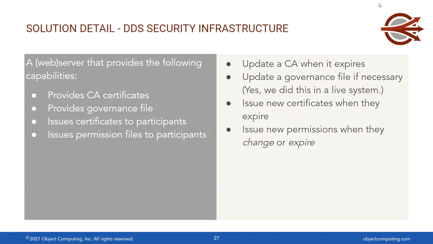This allows you to do things like updating a CA when it expires, updating a governance file if necessary, and yes, we did this on a live system and it worked, issuing new certificates when they expire, and issuing new permissions when they change or expire. And I'll talk a little bit about both of those in the next slide, or the next two slides.